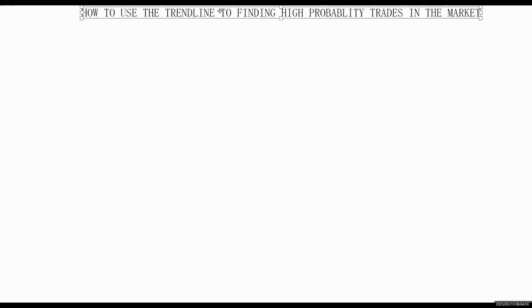to use the trend line to find high probability trades in the market. So when it's all said and done, the goal as a trader is to trade in the highest probabilities in the market. So how are we able to use the trend line to find high probability trades in the market?